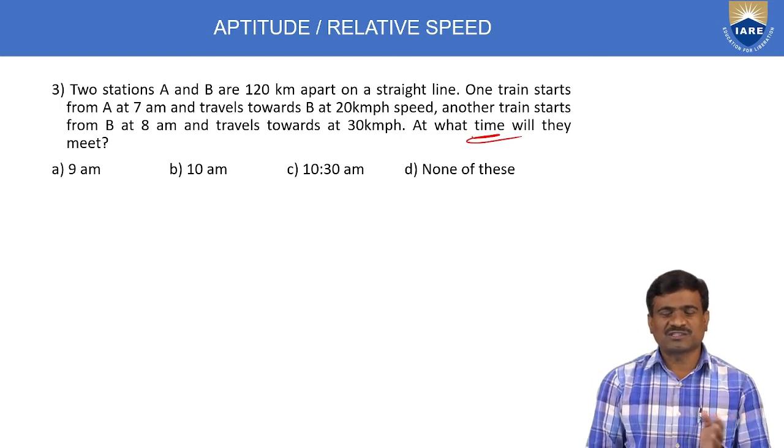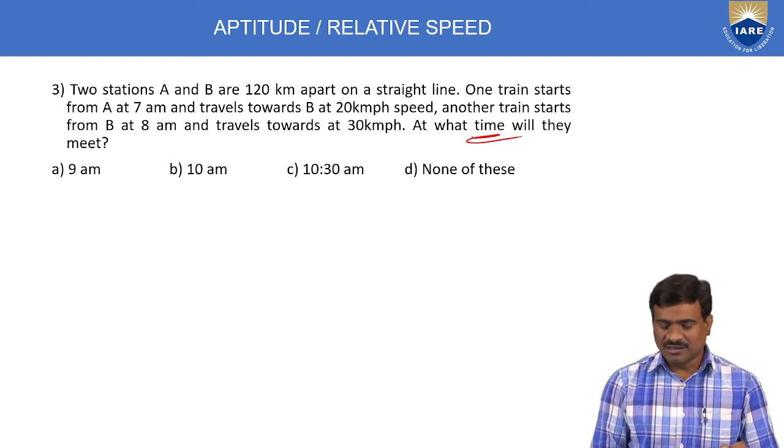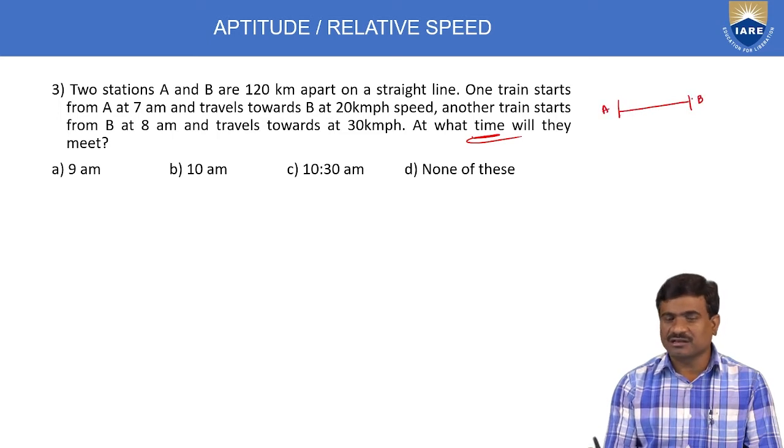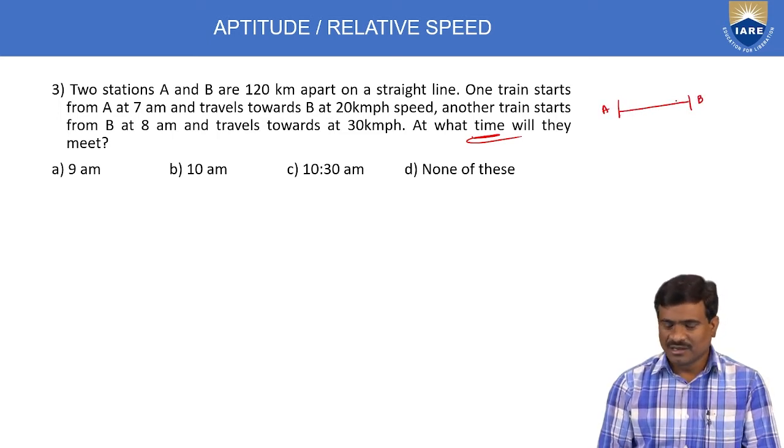Here A is going towards B, and B towards A. These two are moving in opposite directions. Then the relative speed is the sum of their speeds. Here the A to B distance is 120 km. A's starting time is 7 am, B's starting time is 8 am.